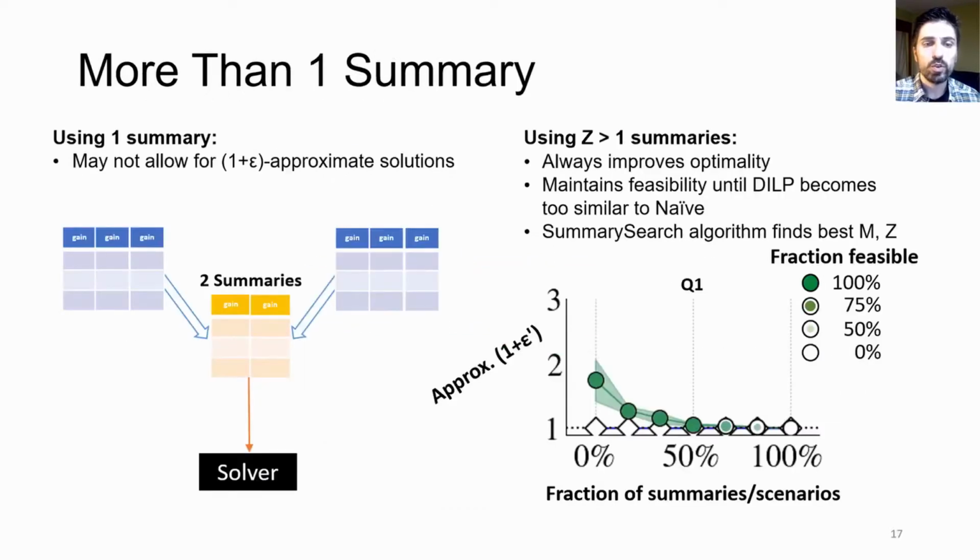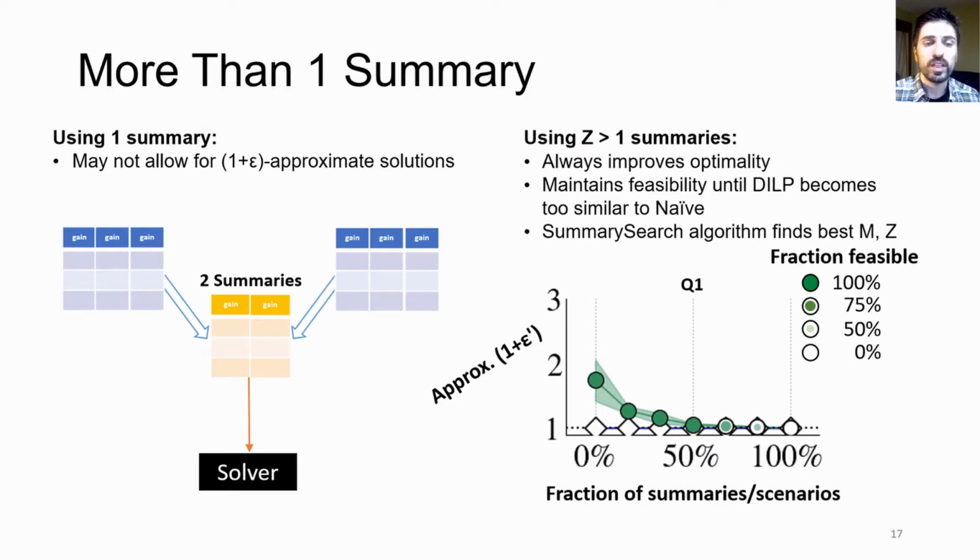So far I have assumed that only one summary is constructed. However, using only one summary may not be sufficient to achieve a desired approximation. We can construct more summaries in an intuitive way by taking mins of separate groups of scenarios. Summary search systematically searches for the best number Z of summaries and best number M of scenarios. We skip the details because of time constraints.